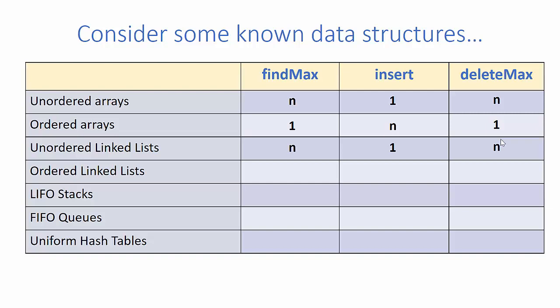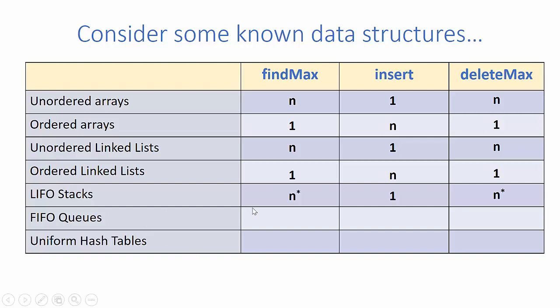With an unordered linked list, I will find the max by going through the entire thing. I can always insert it at the beginning because I don't really care about the order. And if you have an ordered list, you have to maintain the order invariant, so the insertion will cost you n. But I can find the max and delete the max. Perhaps we keep the max at the beginning of the array.